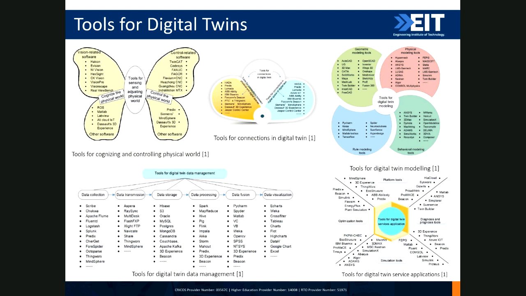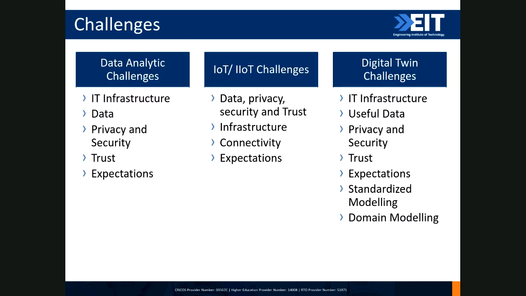And here we can see the tools for cognizing and controlling the physical world, tools for connection, various tools for digital twin modeling, various tools for digital twin data management, and various tools for service applications. So all 5 dimensions of digital twin model require tools for each and every dimension. All right, so that is about enabling technologies and tools.